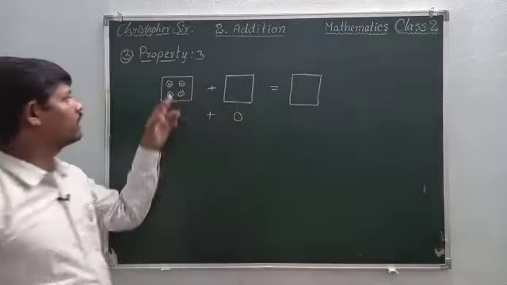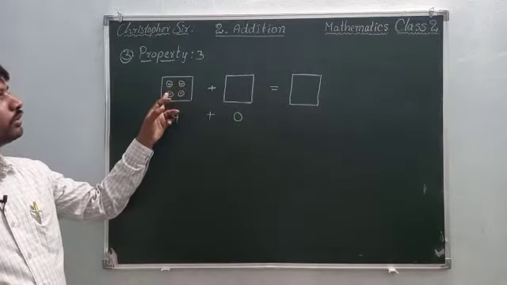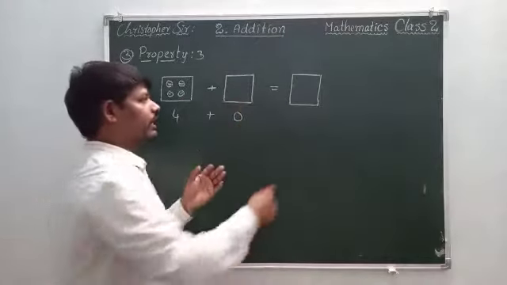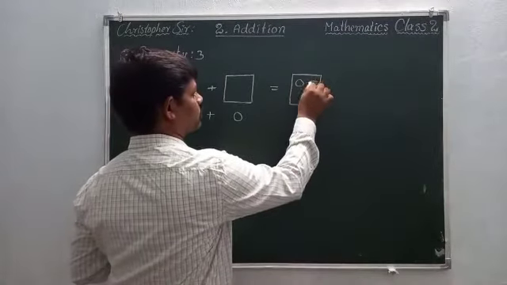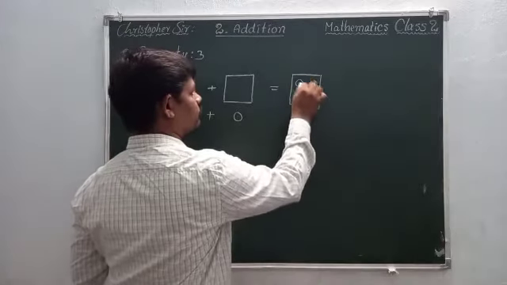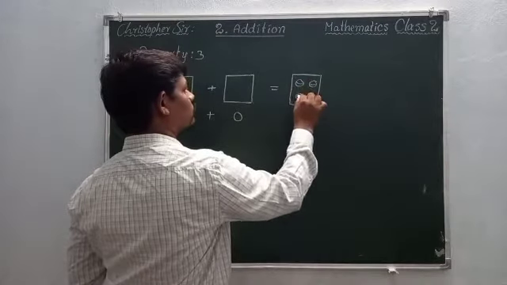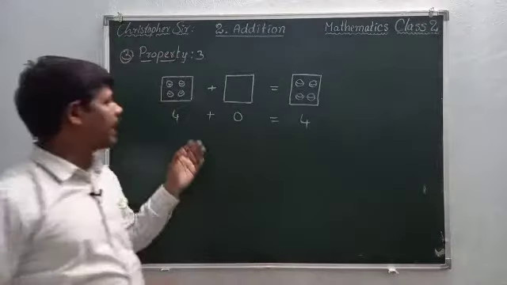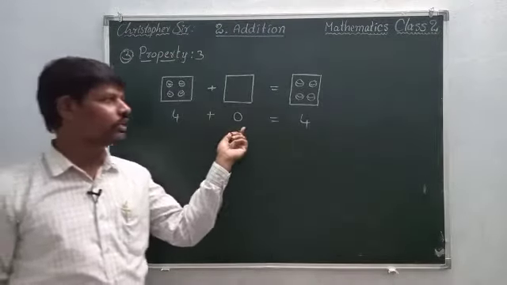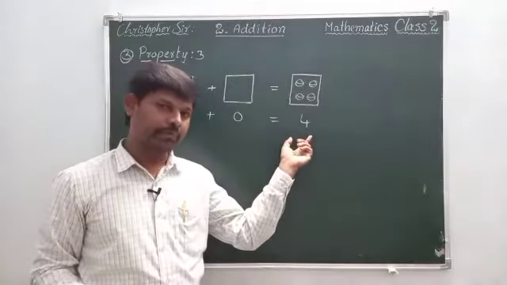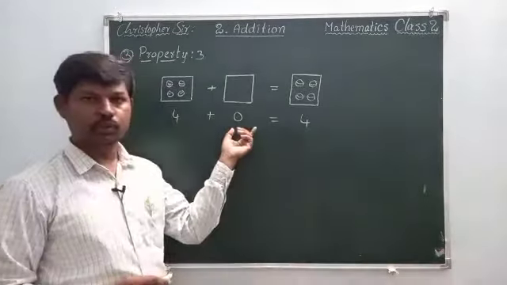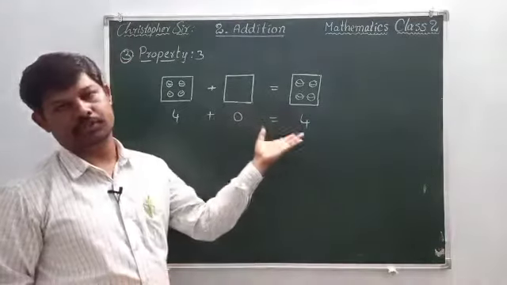Then you can write the total balls in the resulted box. How many are there here? 1, 2, 3, 4. Plus here nothing is there. So you can write again the 4 balls in the third box. So result is 4 only. So when you add 4 plus 0, you get the same number again 4. That means if you add 0 to 4, you will get the 4 only.